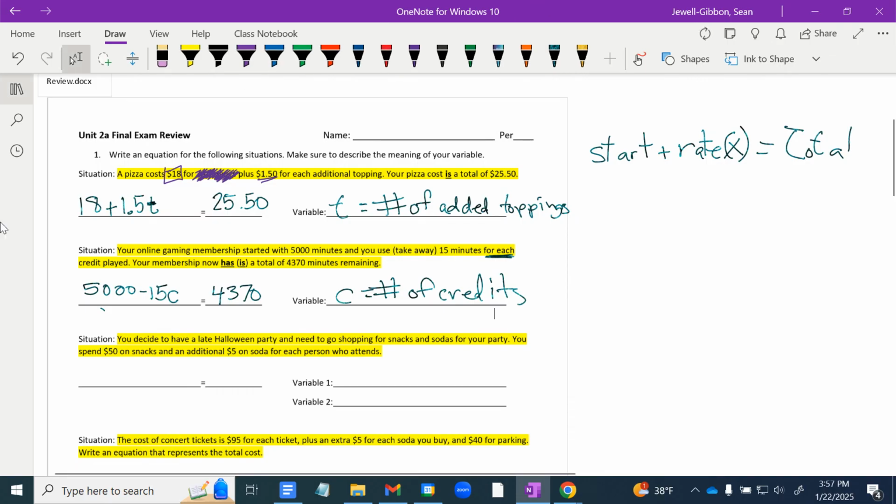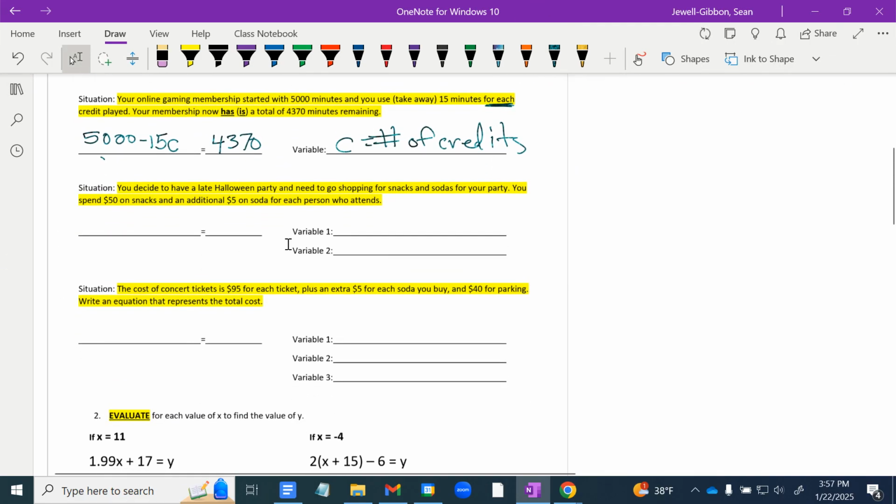All right, moving down here, you decide to have a late Halloween party and need to go shopping for snacks and sodas for your party. You spend 50 bucks on snacks, so that's going to be our starting amount here. So we start by spending 50 bucks and an additional 5 bucks on soda for each. There's our clue that we're talking about a rate here, for each person who attends. So we're going to add an additional 5 bucks for each soda, an additional 5 bucks on soda for each person.